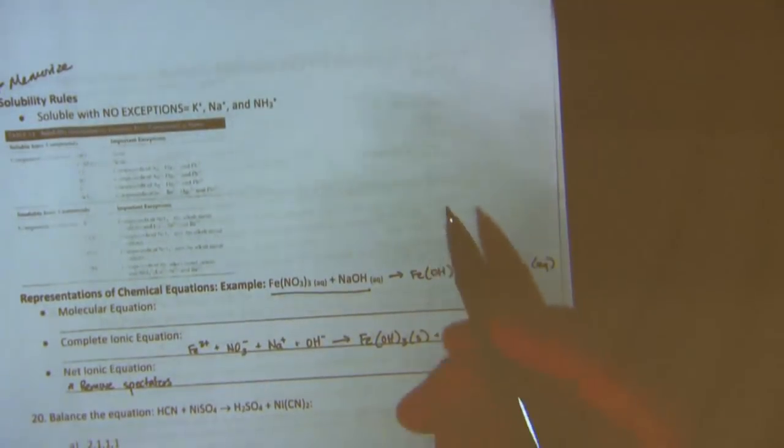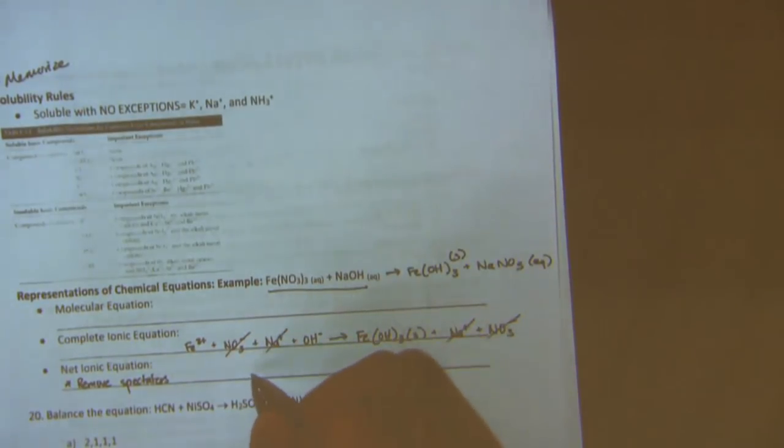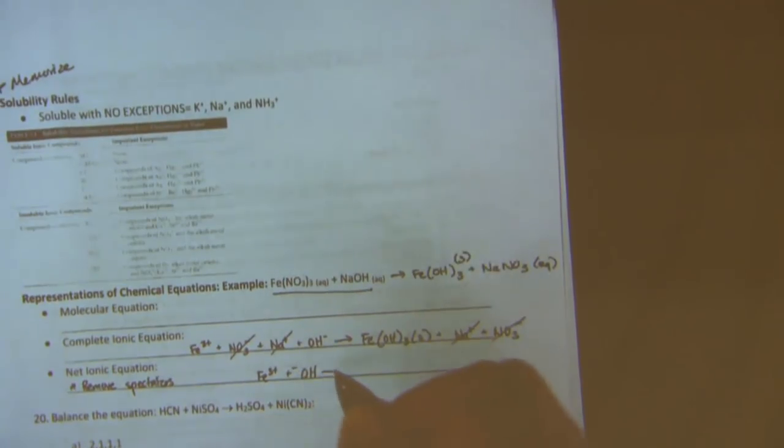So net ionic is one that removes spectators. Can anybody tell me what these spectators are? Yeah, really good. So they're the ions that are on both sides, and they can be removed from consideration. So this would be the nitrate and the sodium. So our net ionic would just be Fe3+ plus hydroxide. Okay.